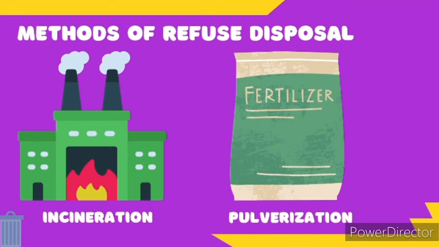Then we have incineration. Now this is using a special machine to burn off refuse at a very high temperature. Then we have pulverization. This is the grinding of waste into powder. Now this method is used in transforming waste to fertilizer.